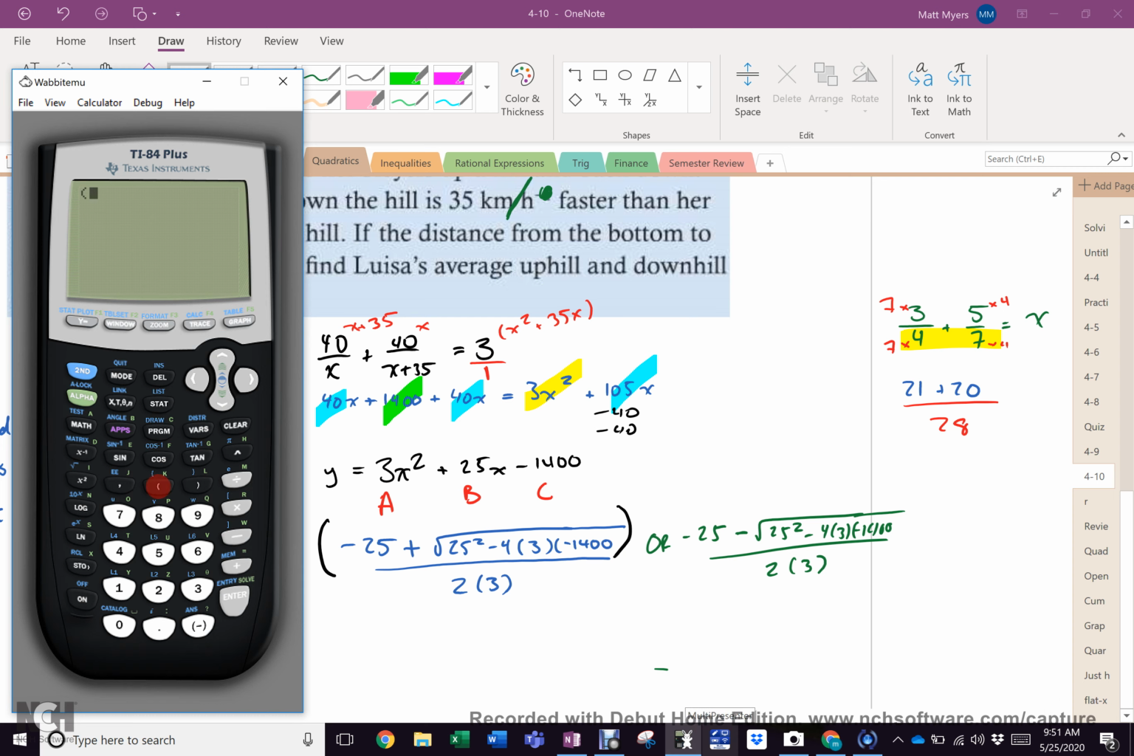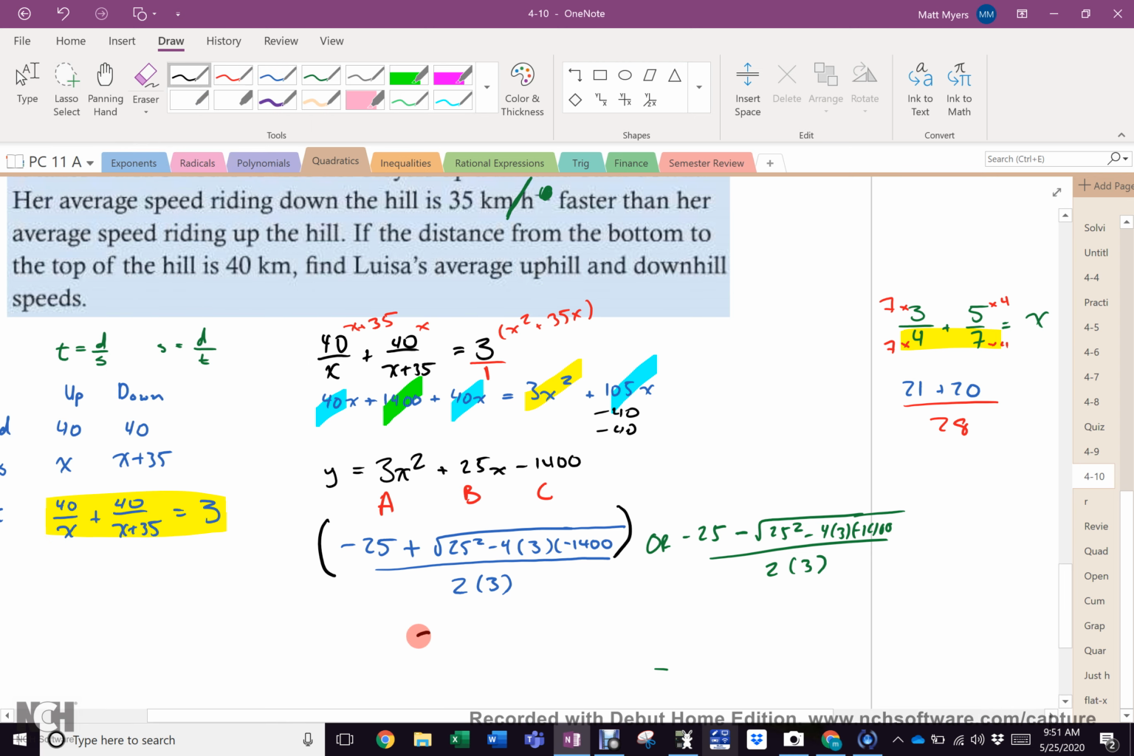Sorry about that. So bracket negative 25 plus square root 25 squared minus 4 times 3 times negative 1400, close brackets, divided by 6. 17.83. So x equaled 17.83.